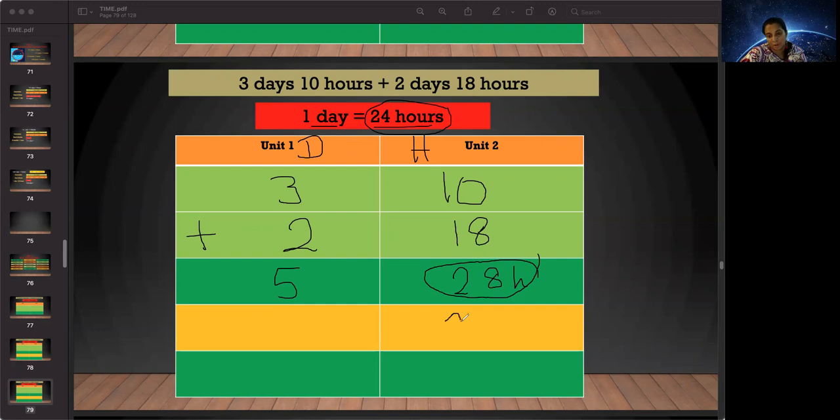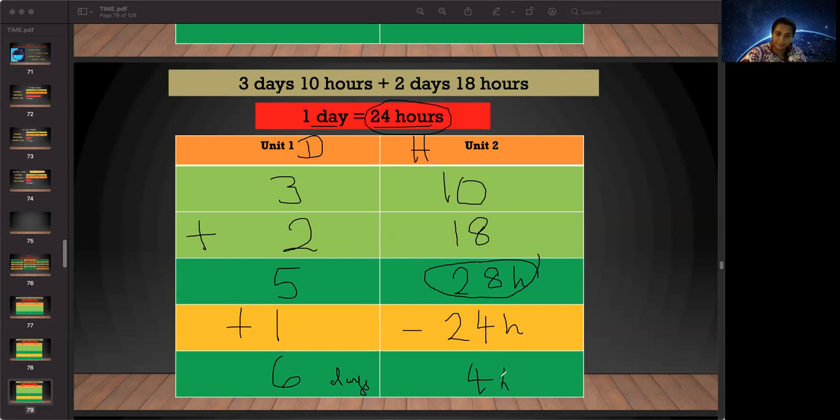So we take off 24 hours from 28 hours, we minus, and we add back these 24 hours as 1 day into the 5 days that we already have. So now what is 28 minus 24? You are left with 4 hours. And what is 5 plus 1? You have 6 days. So your answer would be 6 days and 4 hours.